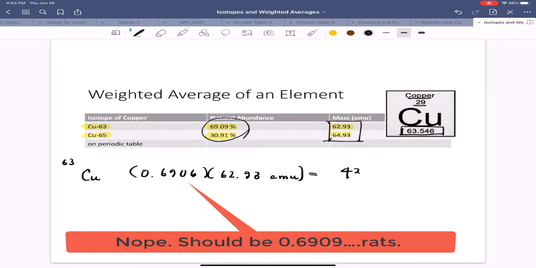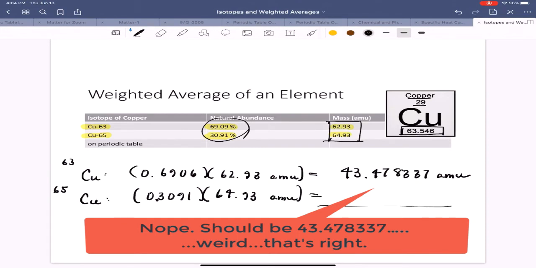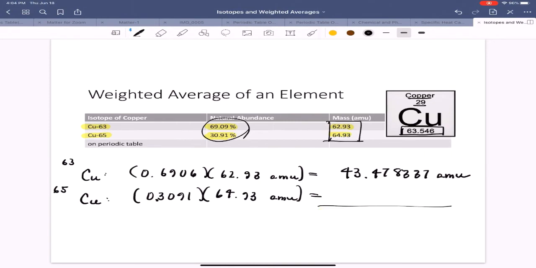So about 70% of copper is copper 63, and that contributes this much to the overall average. Let's do that same idea for all the isotopes, in this case 2. So for copper 65, 30% put into a decimal fraction looks like this. The mass of an actual copper 65 atom, which does exist, is this. And then here, we're going to have the isotopic contribution from the less abundant isotope. I will add these two together to come up with a weighted average to reflect copper's mass.